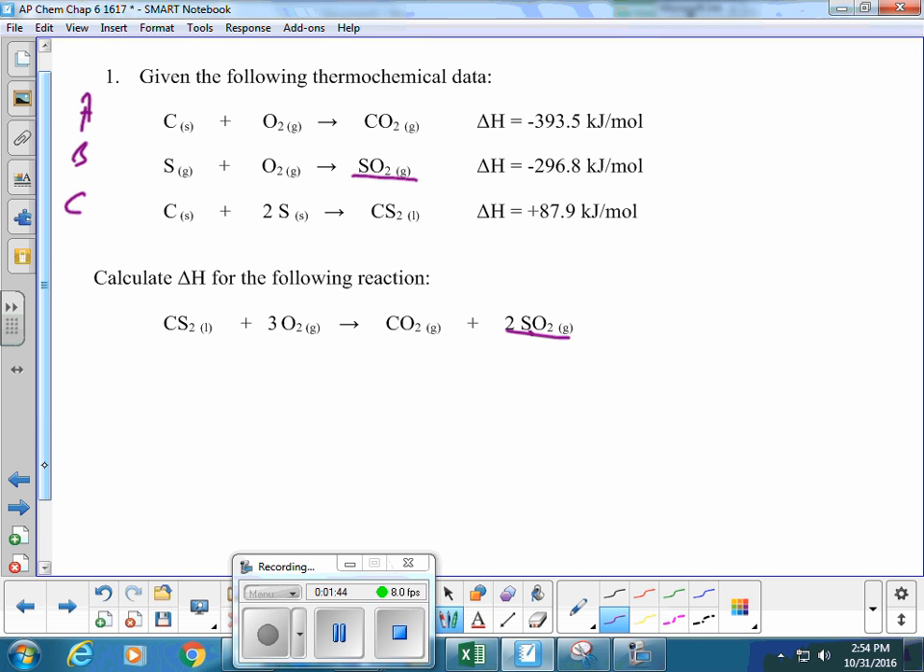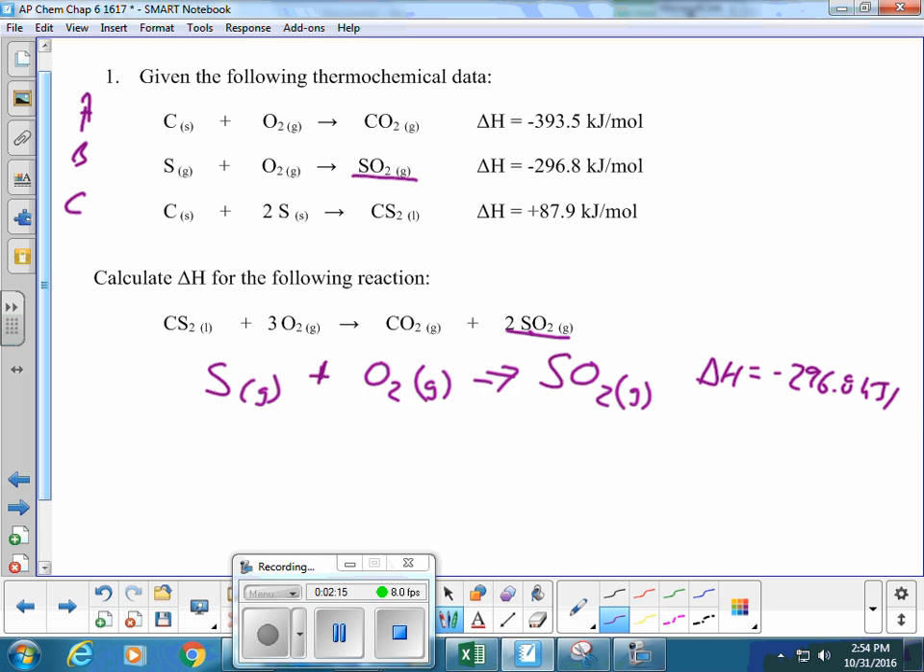Equation B is S as a gas, and the state of matter symbols are very important because we're going to do some algebra and crossing some stuff off. S plus O2 as a gas yields SO2 as a gas. And the delta H for that reaction, it says, is negative, exothermic, 296.8 kilojoules per mole.